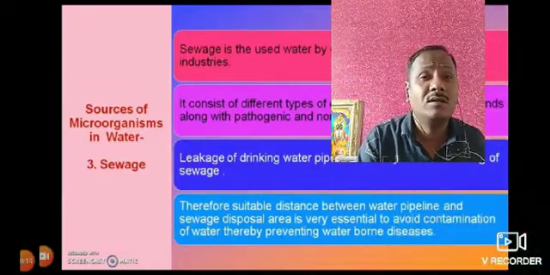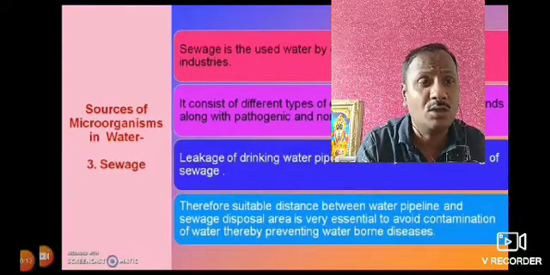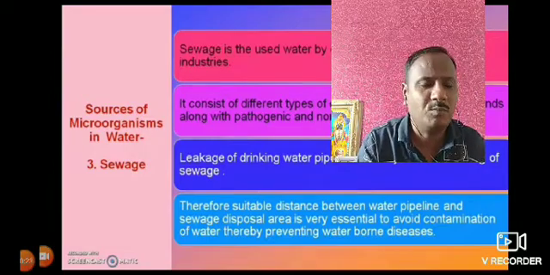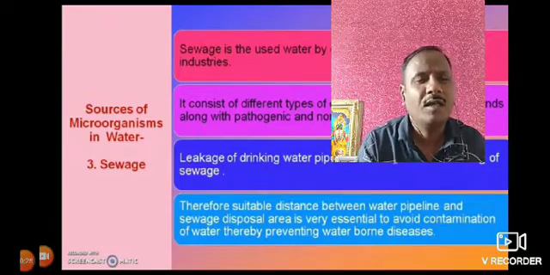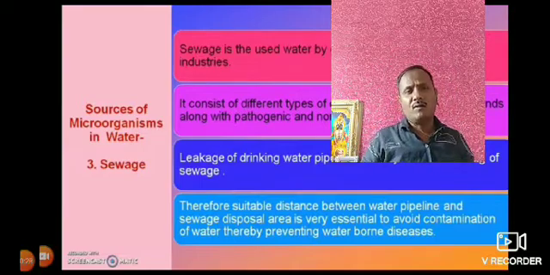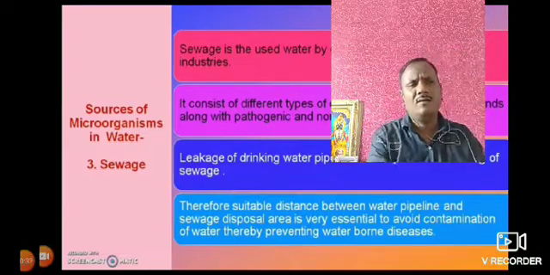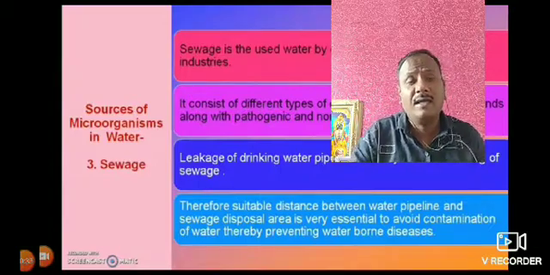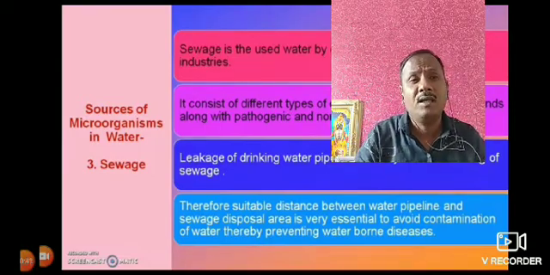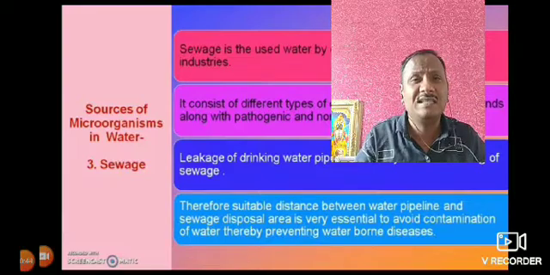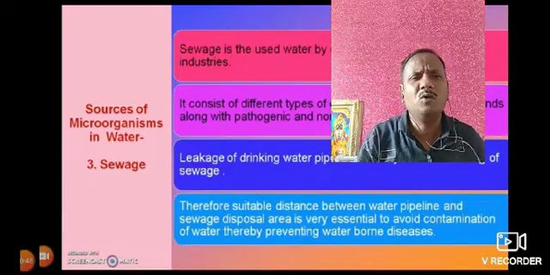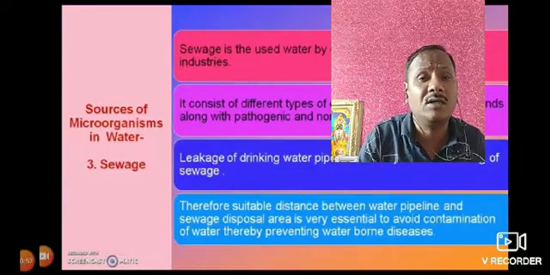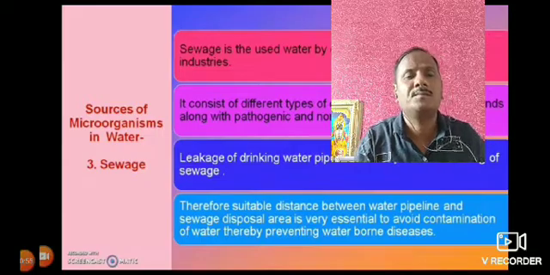And this sewage water gets mixed into the drinking water pipeline during leakage, and that water gets polluted. And nowadays we are observing that the sewage waters of any municipal cities or villages get mixed into the stream, then the stream gets mixed into the river, and finally the river water gets mixed into the dam, into the ocean, into the seas. It means that a huge number of pathogenic as well as non-pathogenic microorganisms get mixed into the water through sewage.